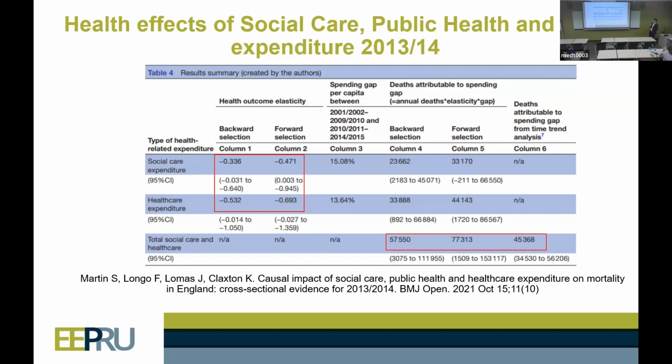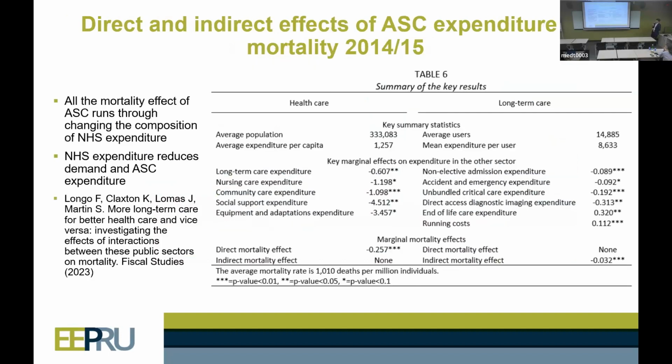I'll jump straight into that. So we've since moved into a study where we tried to investigate the interactions between sectors. The hypothesis is that social care is making healthcare more effective, and that's why we're getting such a big coefficient on social care. And when we look at this analysis where we've tried to investigate the interactions and interdependencies between the effects of these two types of spending, we find exactly that.